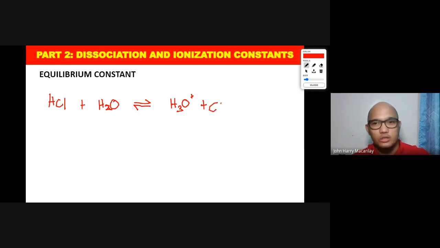So since this is a reversible reaction, it means that there is a forward reaction and a reverse reaction. The forward reaction is proportional to the concentration of the reactants, and your reverse reaction is proportional to the concentration of your products. So at equilibrium, your forward reaction equals your reverse reaction, and equilibrium is formed, which is now written as a constant, equivalent to your product over your reactant.